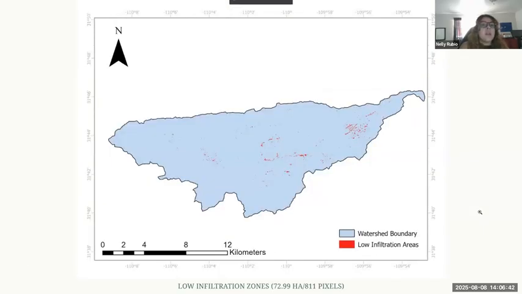Using ArcGIS Pro, I combined a raster of the stable, moderate decrease, and strong decrease in NDII values, and that yielded about 73 hectares of low infiltration zones. These would be used in our final suitability.